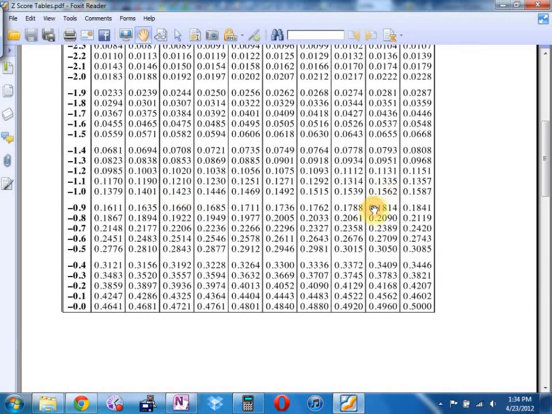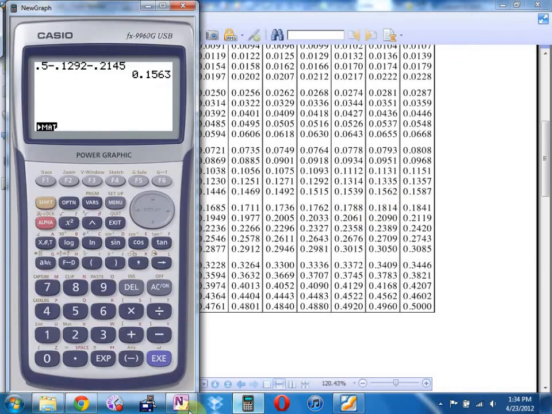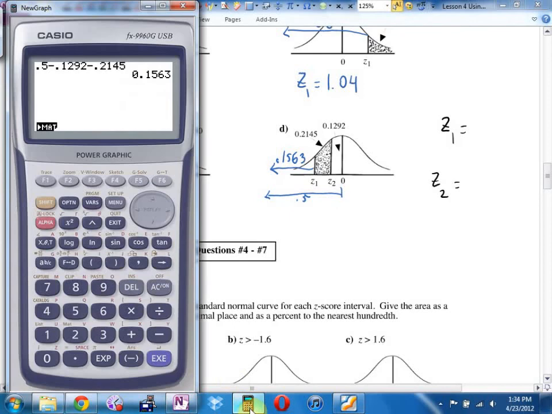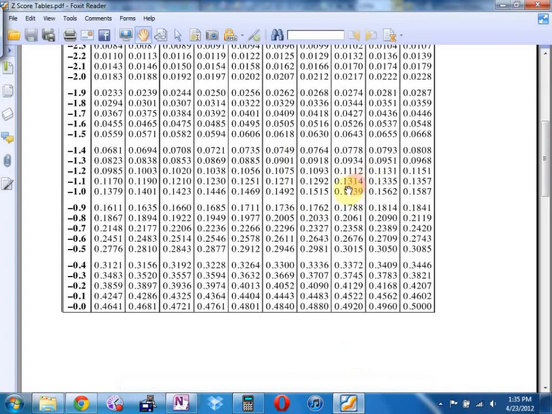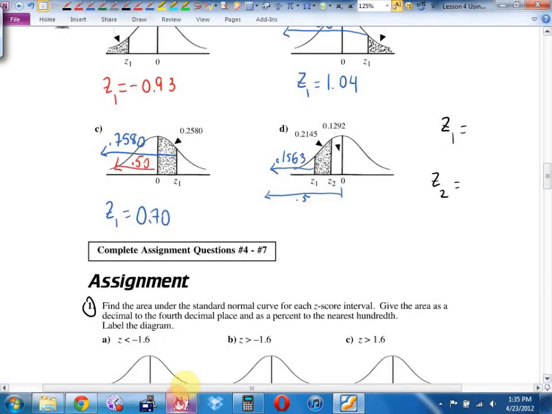I got a 0.1562. Is it 0.1563? Did I do it right, or did I do it wrong? Double check my math: 0.5 minus 0.1292 minus 0.2145. I don't quite get a 0.1563. Do you guys? 0.1562? Which I think is as good as we're going to get. Negative 1.0 what? Probably like negative 1.009 or 1.008. That's why we're off by a tiny bit. Close enough.